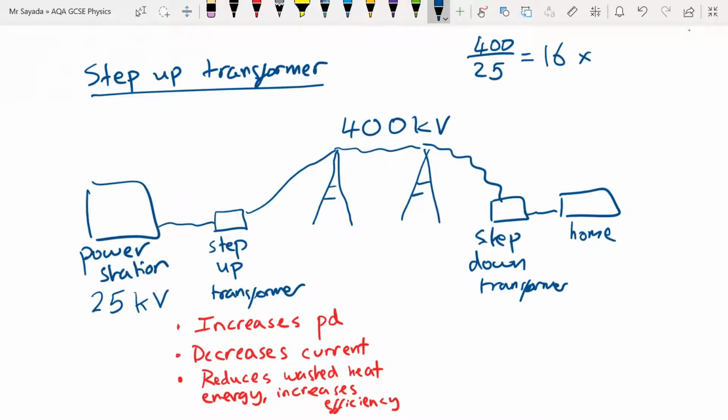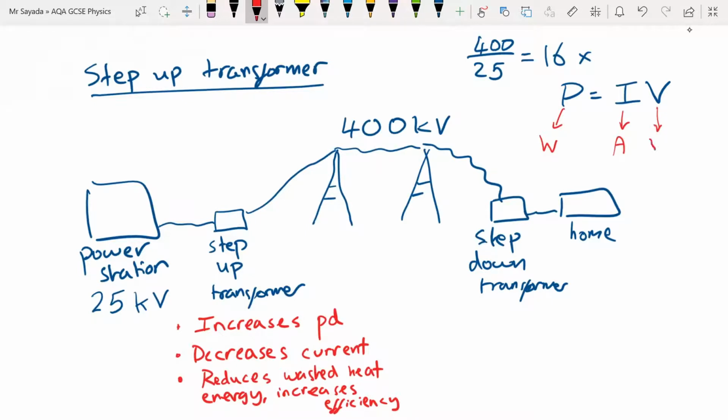And let's look at why that happens, how that happens. So the relevant formula here is P equals IV. Could you please say that equation in words? Say your answer to the video now. So in words, that equation is power equals current times potential difference. Let's check you know your units. What are the units of power? You should have said watts. What are the units of current? You should have said amps. And what are the units of potential difference?